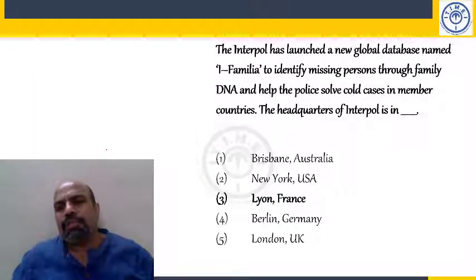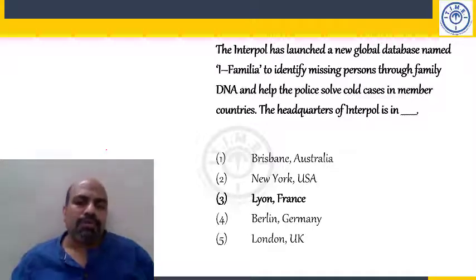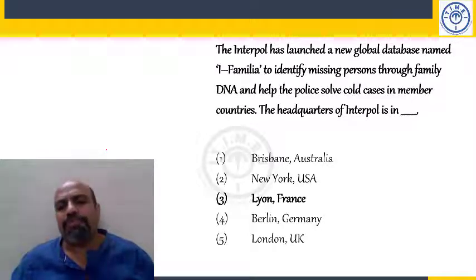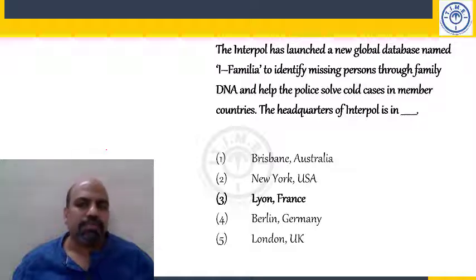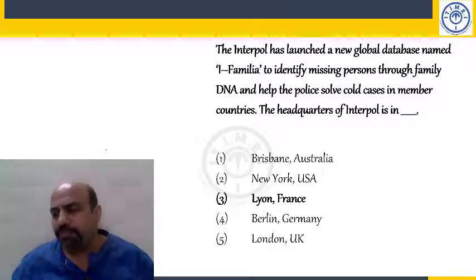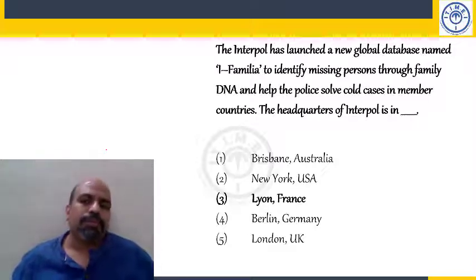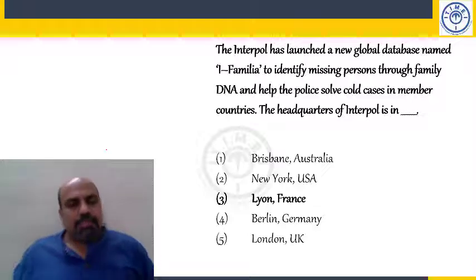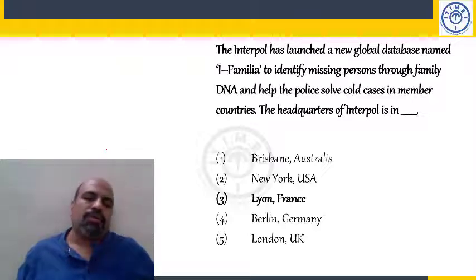Interpol has launched a new global database named iFamilia to identify missing persons through family DNA and help the police solve cold cases in member countries. The headquarters of Interpol is in Lyon, France. Now, I want you to write something about Interpol. First, write the full form: International Criminal Police Organization.